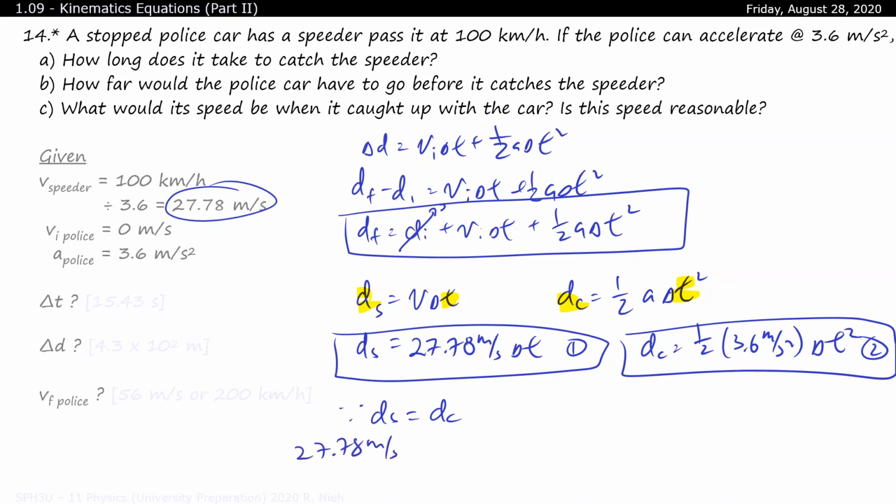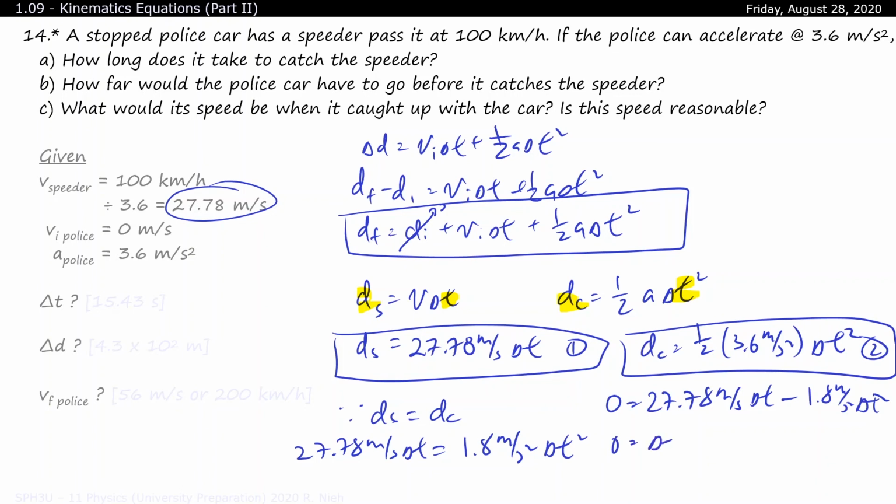27.78 meters per second delta t is equal to 1/2 of 3.6, which is 1.8 meters per second squared, delta t squared. Now, when we bring all the terms over, we get 0 is equal to 27.78 meters per second delta t, minus 1.8 meters per second squared, delta t squared. So in this case, we'll factor out the delta t. So delta t is equal to 27.78 minus 1.8 delta t.